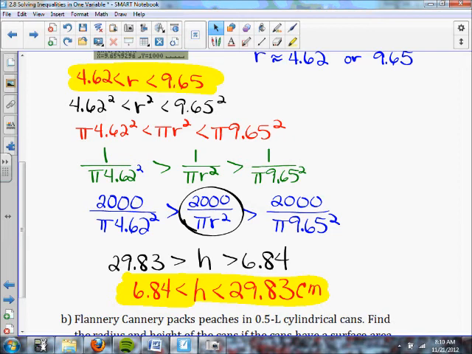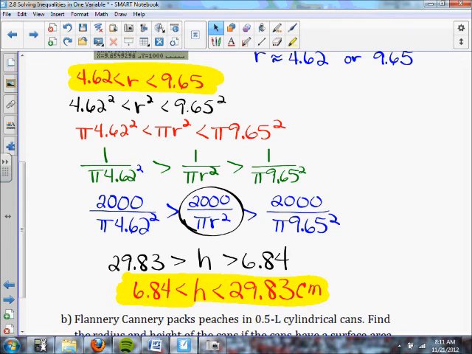Now, are there any questions on example 10? I know it's a little bit different, but we've done part of these problems already. If you have a question, you need to ask me. Justin, you got a question? 2 pi r is circumference, yes. Pi r squared is area.